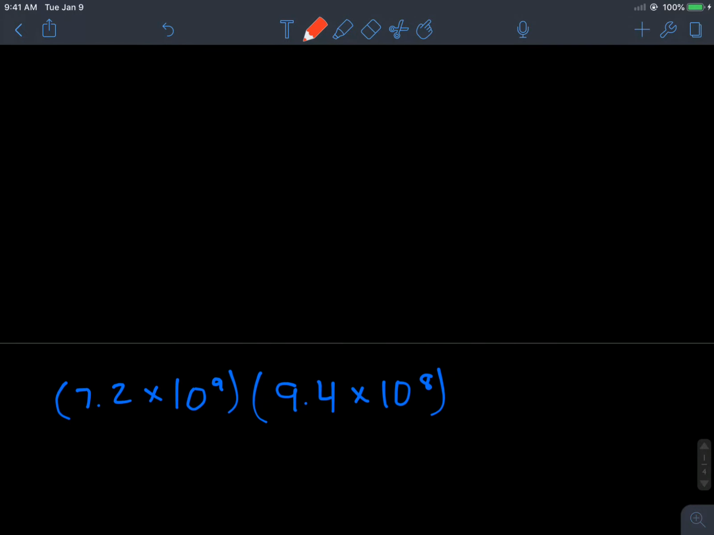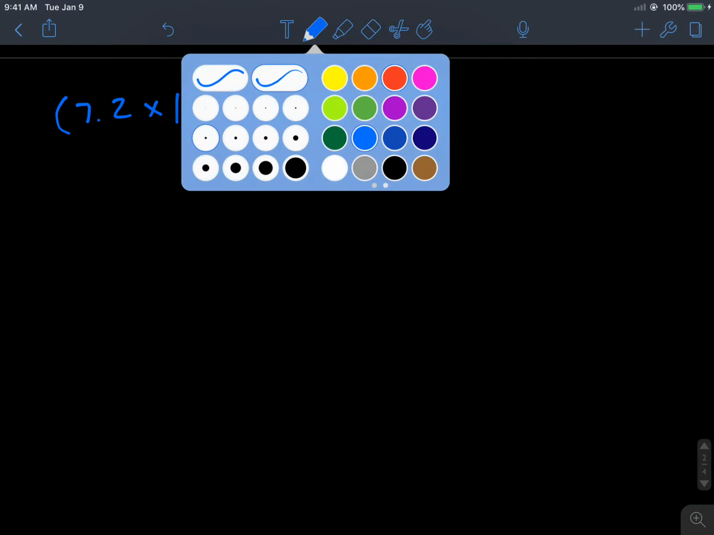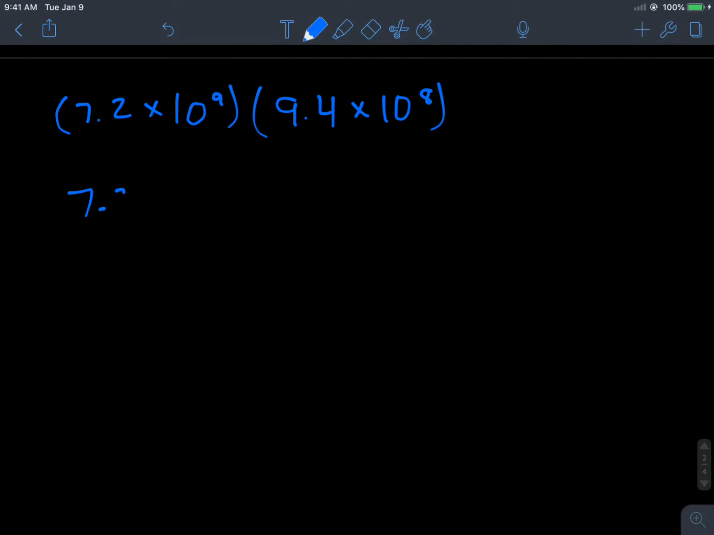Now what if we have to do some calculations that involve numbers in scientific notation? Well, here if we're multiplying two numbers that are in scientific notation, remember that multiplication is commutative. So we can multiply in whatever order we want. So here we have 7.2 times 10 to the 9th times 9.4 times 10 to the 8th. So we could move things around and make this 7.2 times 9.4 times 10 to the 9th times 10 to the 8th.